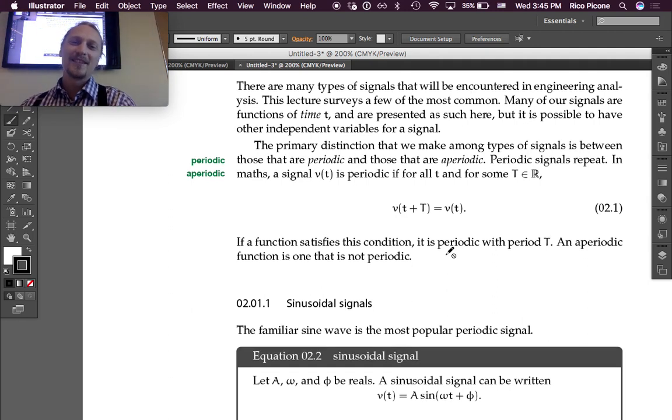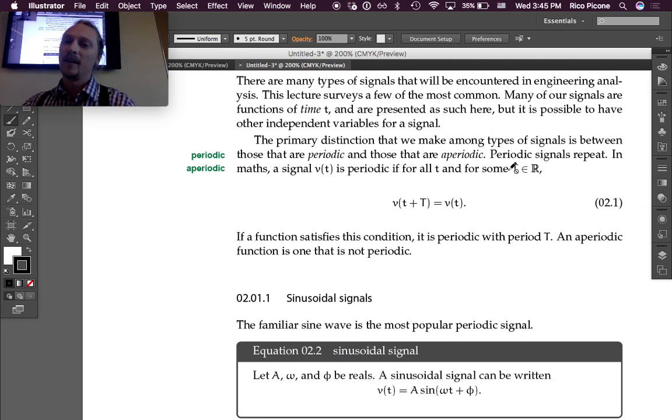Okay, so the primary distinction is between periodic and aperiodic, and this is how we define it in words. Periodic signals repeat. I know, that was hard. But if you want to do it mathematically, it's harder. In maths, a signal v(t) is periodic if for all t and for some big T, which is a real number, this is true.